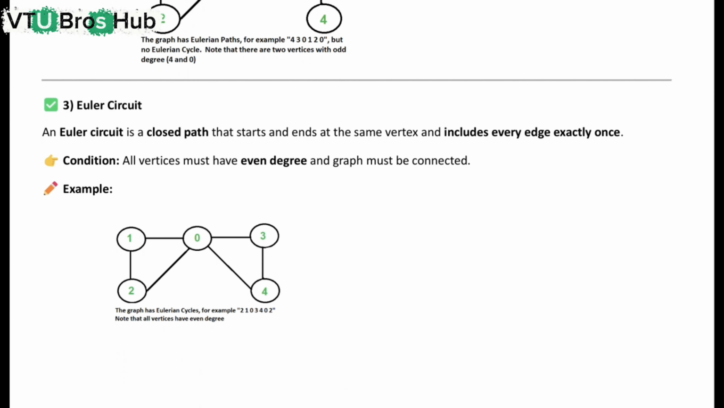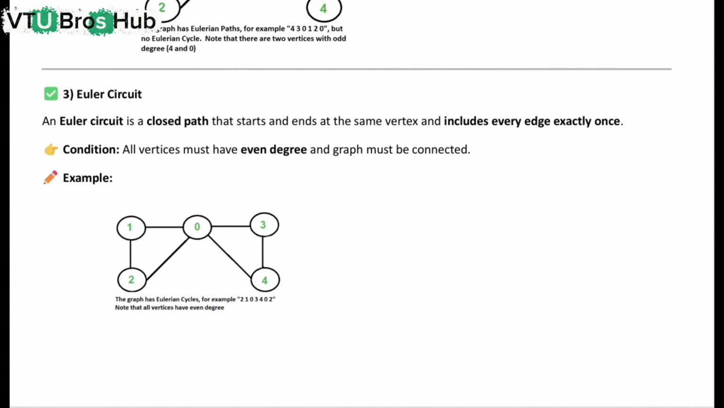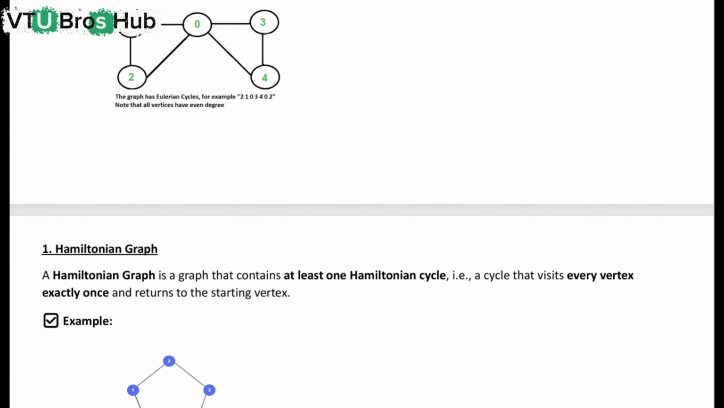3. Euler circuit. An Euler circuit is a closed path that starts and ends at the same vertex and includes every edge exactly once. Condition. All vertices must have even degree and the graph must be connected. Example. Refer to the diagram provided.